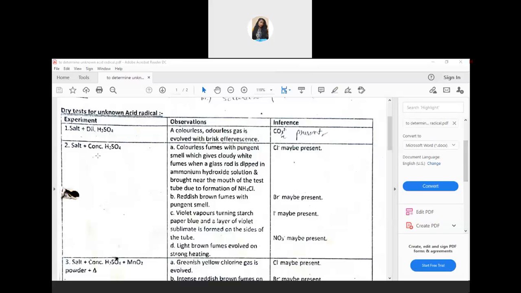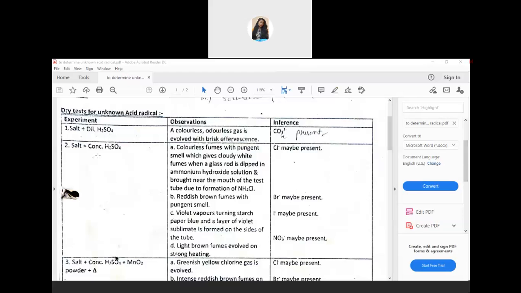The first observation: you may see colorless fumes with a pungent smell, which give cloudy white fumes when a glass rod dipped in ammonium hydroxide solution is brought near the mouth of the test tube, due to the formation of ammonium chloride. If you see this observation, that means chloride may be present.